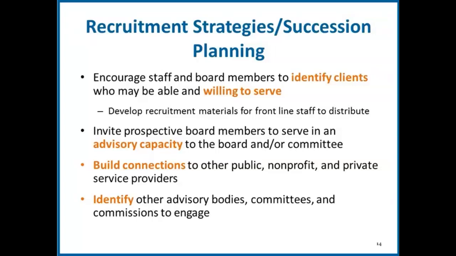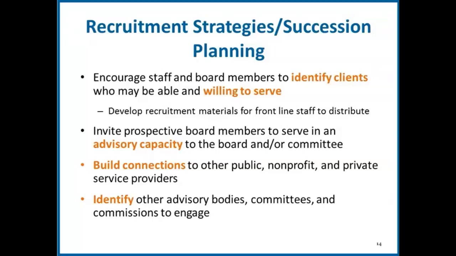So if there are those opportunities, and this requires some level of intentionality, identifying those folks who you might want to invite to join the board, and then looking for those opportunities to bring them in to sit in on a board meeting or to sit in on a committee meeting so they get a better sense of what your agency does and whether they're a fit for the board and vice versa.